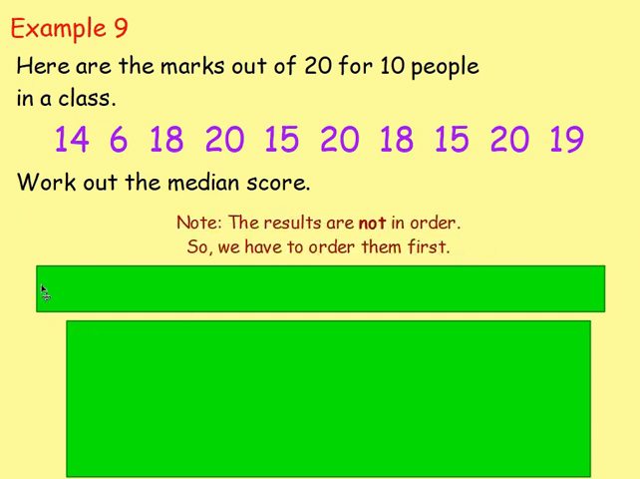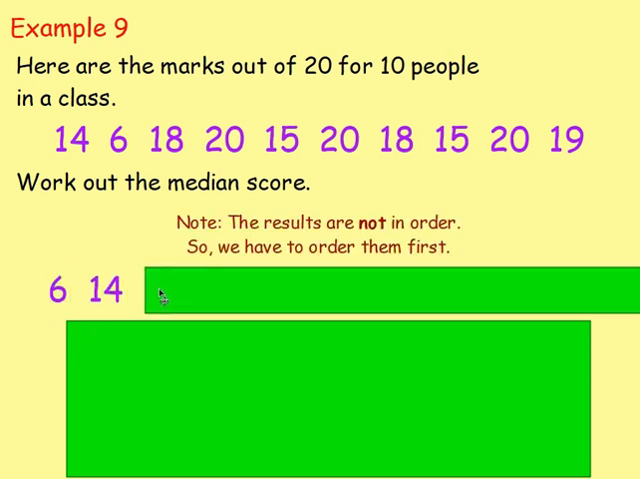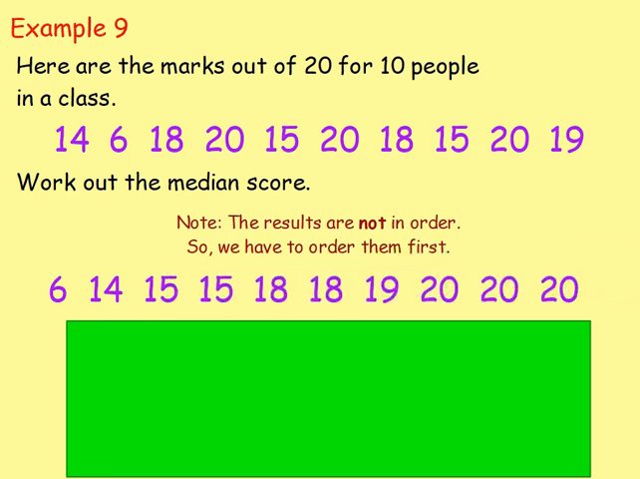So, putting them in order from smallest to largest, we've got 6, 14, 15, and so on, all the way up to the 20s on the end. Once again, we want to get this median score. We want to find the one that is in the middle. So, cross off one at that side, and one at that side, one on the left, and one on the right, and one on the left, and one on the right. And once again, we've got 2 numbers in the middle. Uh-oh! What you've got to do then is take the number that's halfway between them.